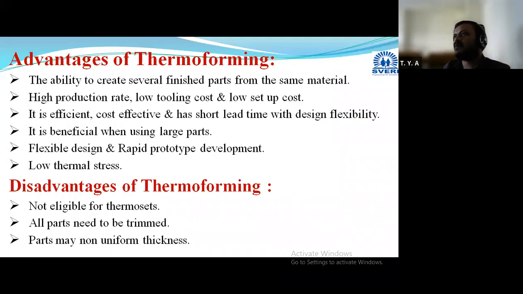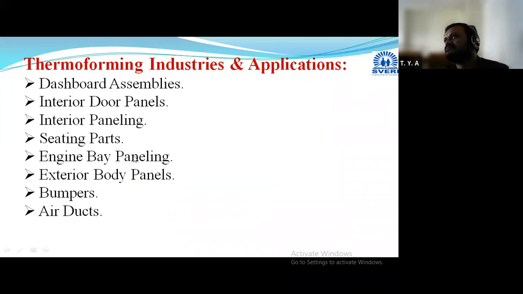These are some advantages and disadvantages. Then remember, the thermoforming process can be used for manufacturing different parts like air ducts, bumpers. These are outer body parts of vehicles. And dashboard assemblies, interior door panels, and then seating parts. These are different examples.